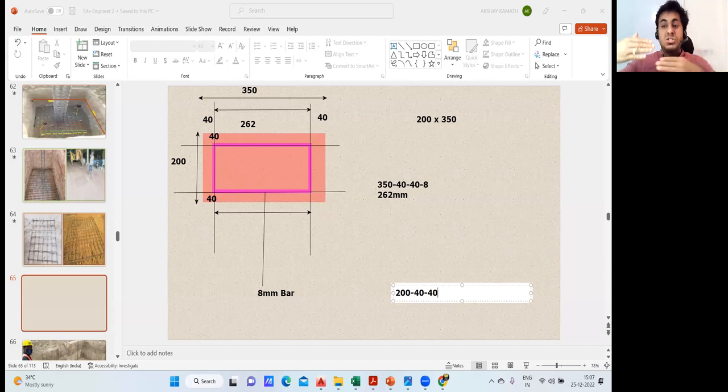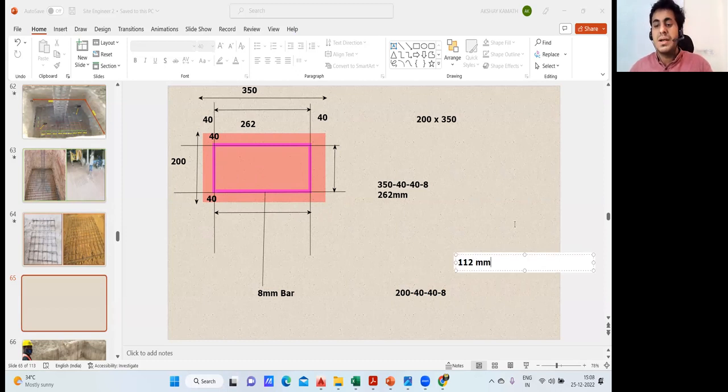Okay. Now where did we reach? Outer to outer we reached. Minus diameter of stirrup. What is the diameter of a stirrup? It is 8 mm. So now if you do this, I'll come to the center, and whatever answer I get will be this answer. Got it? Agree with me? Try to do this manual calculation. So again, 200 minus 40 minus 40 minus 8. So I'm getting 112. How much am I getting? 112 mm.